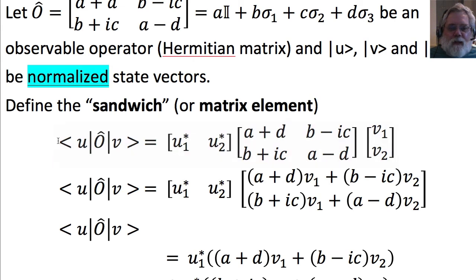So this looks like bra U, operator O, ket V. And in fact, that is exactly the meaning of it. If we use those as vectors and matrices, that is exactly what we mean the operation to do. We mean bra U, which is a row vector, times matrix O, which is a 2 by 2 Hermitian matrix, times ket V, which is a column vector.